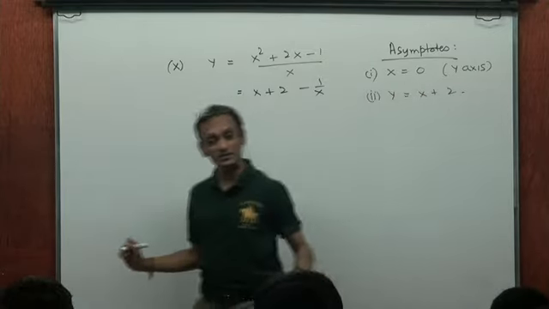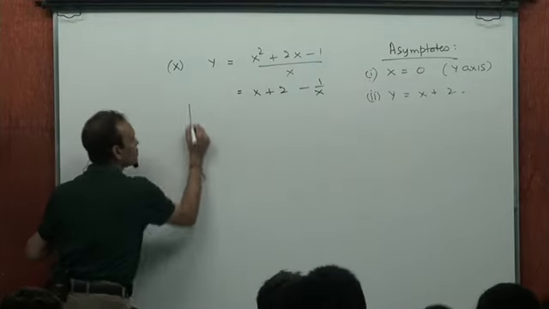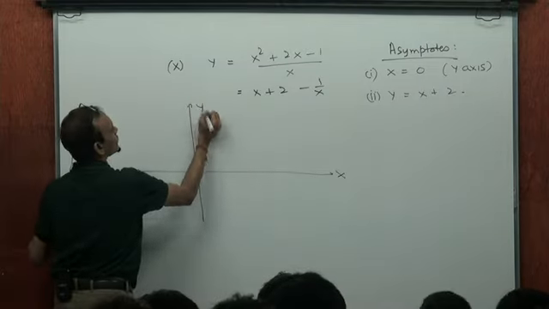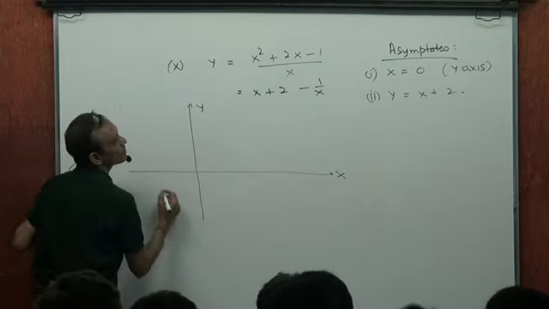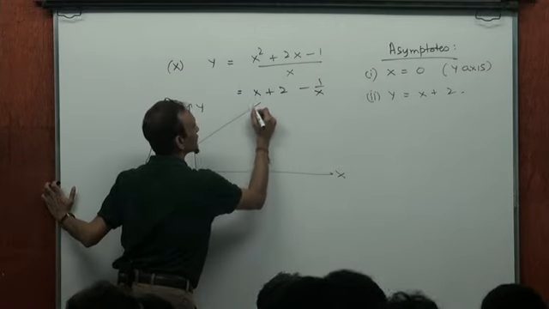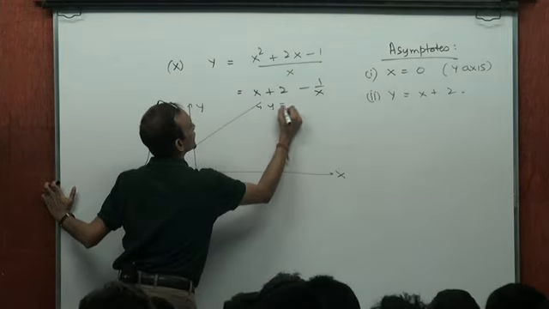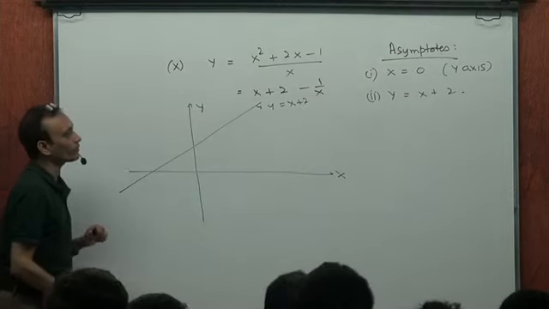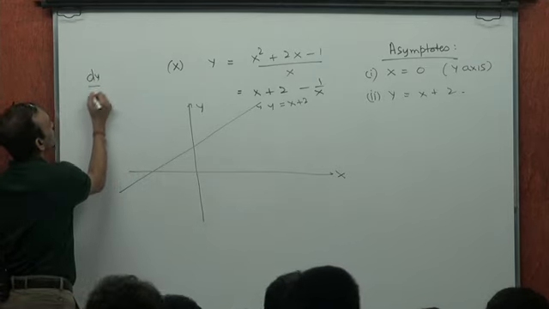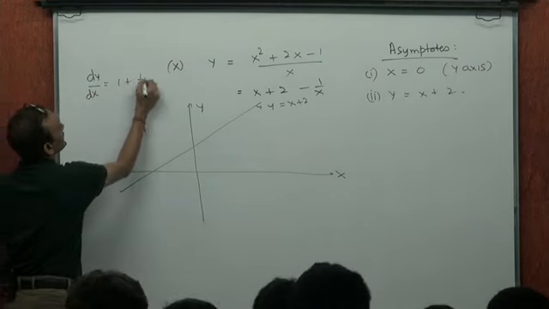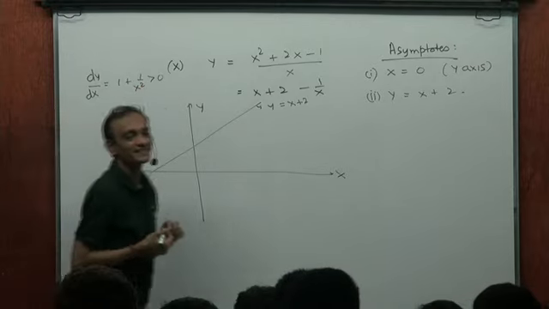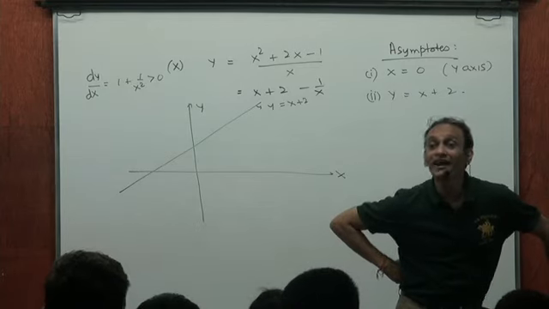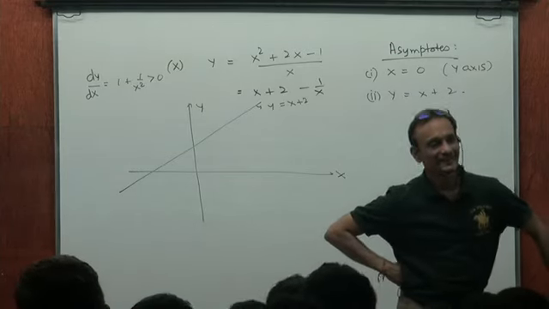So let me first draw the asymptotes. The y-axis, which we anyways have to draw. This is an asymptote. Y equal to x plus 2 is this line. Right? What is dy dx? 1 plus 1 by x squared, which is positive for all x. That means the function is, wherever defined, only increasing. Right?